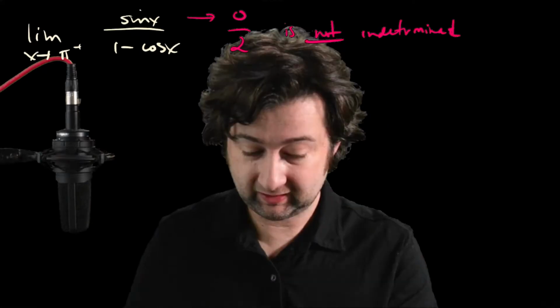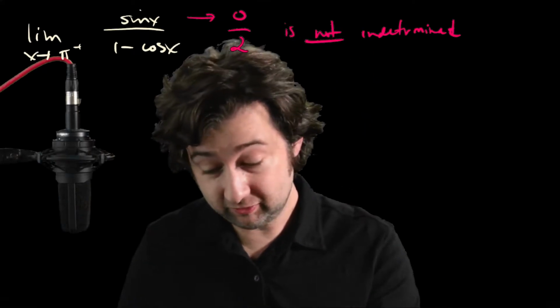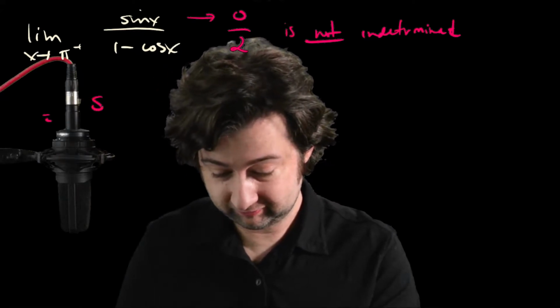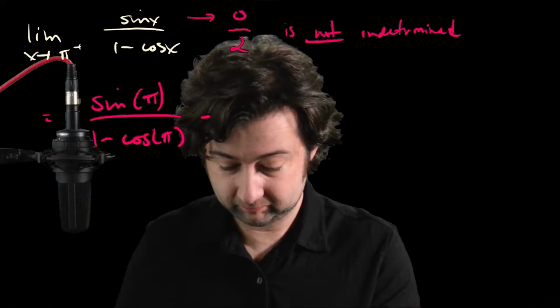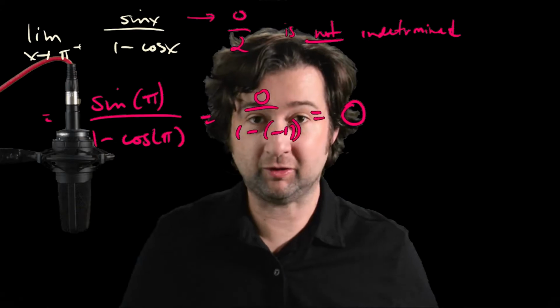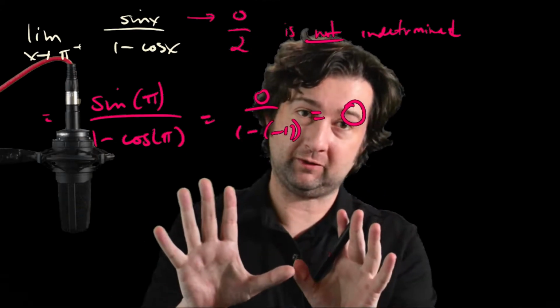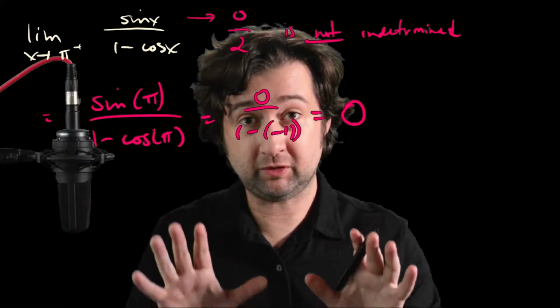And 0 over 2 is not indeterminate. In fact, this function is continuous at pi. And its value is equal to 0. So no L'Hopital's rule here. L'Hopital's rule only applies when the function is in an indeterminate form.